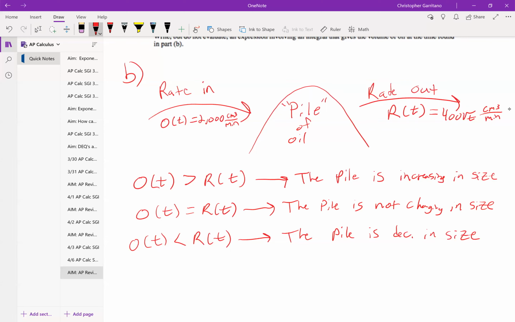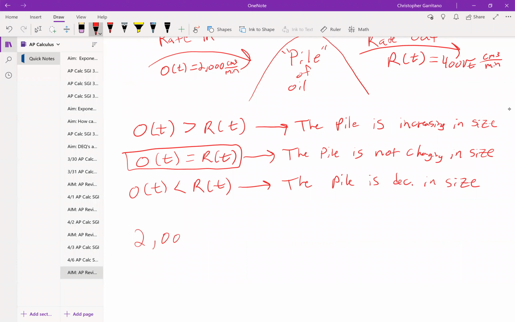That's basically what we're going to do. We're going to set up this equation. Set O of T, 2000, equal to 400 radical T. And it's a matter of just solving this equation. And I believe you get T is equal to 25, and those units are minutes.